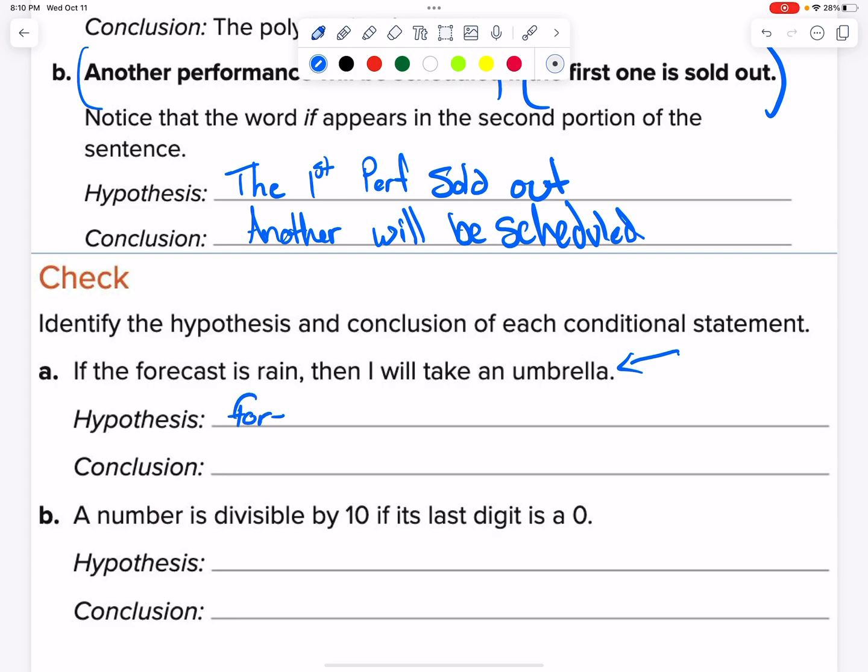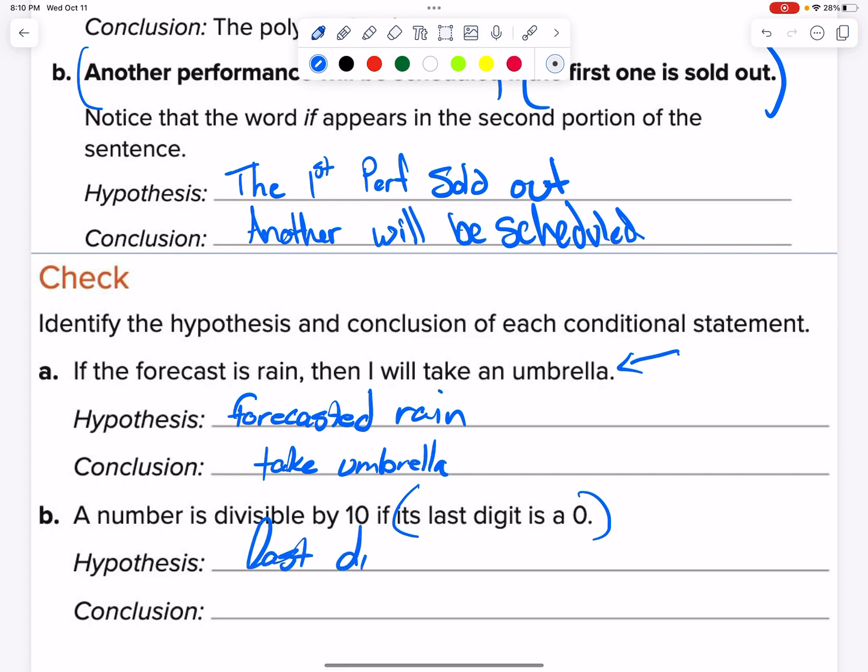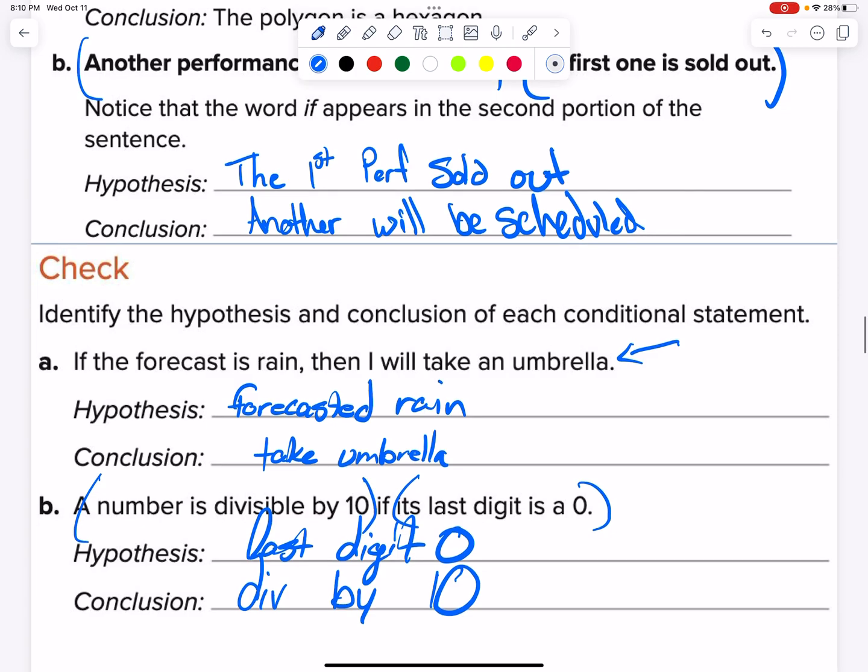forecasted rain. Okay, the conclusion is take umbrella. Okay, the next one is, again, if the last digit is 0. The conclusion, divisible by 10. Okay, and again, this is something we know to be true. If it's divisible by 0, then it's divisible by 10.